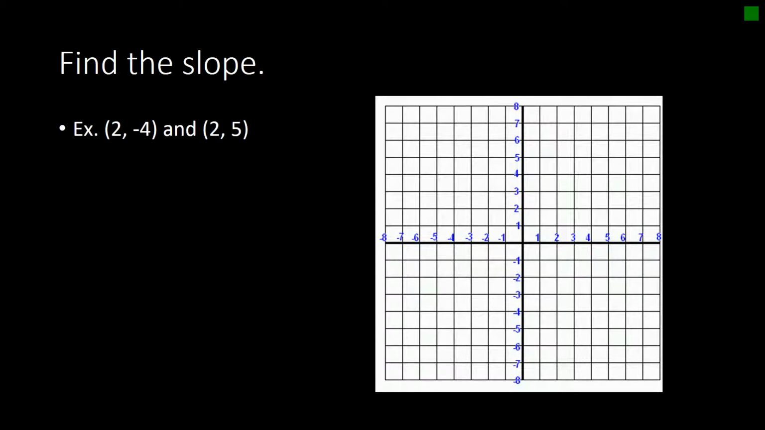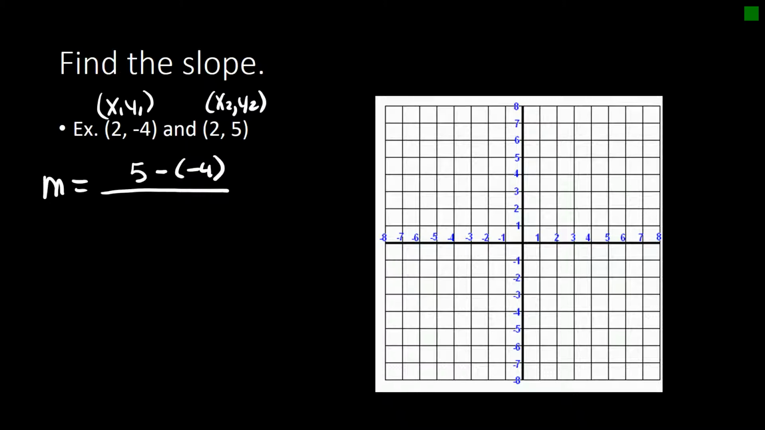Let's look at another one. Suppose we have 2, negative 4. Let's call this our x1, y1. And we have 2, 5. Let's call this our x2, y2. So slope is 5 minus a negative 4, all over 2 minus 2. So we have 9 over 0, which we know is undefined. You cannot have 0 in the denominator of a fraction.